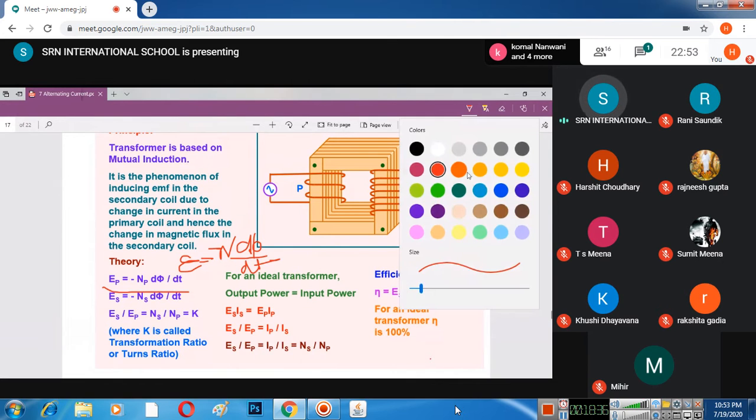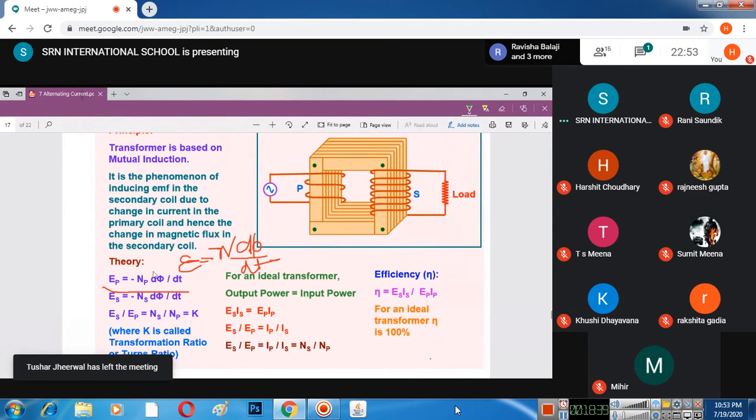Now what you need to do is divide both the equations. If you divide both the equations, then what will happen? d phi by dt cancels out. What are the remaining terms? ES divided by EP is equal to NS divided by NP, which is equal to K, known as the turn ratio, or sometimes we call it the transformation ratio. Which type of device we have to use depends upon this K. Is it clear?